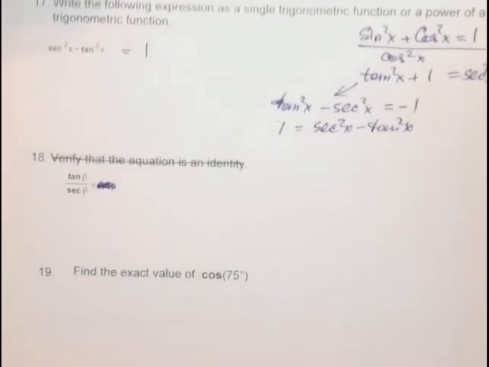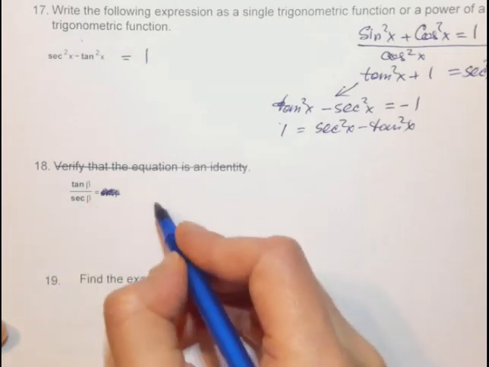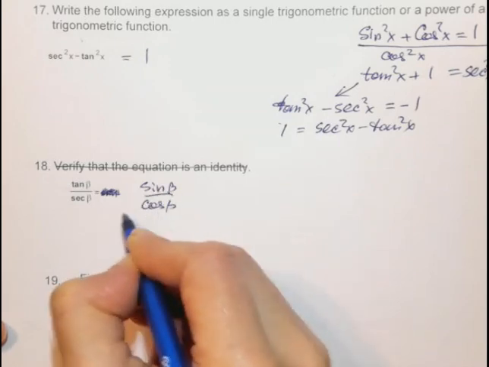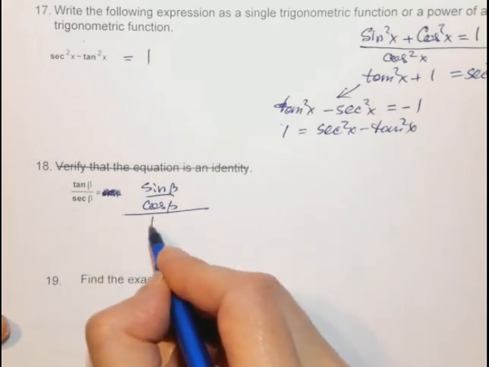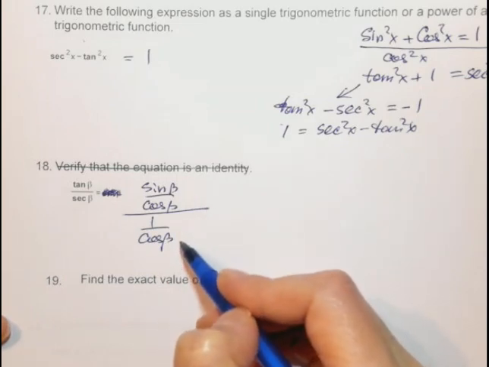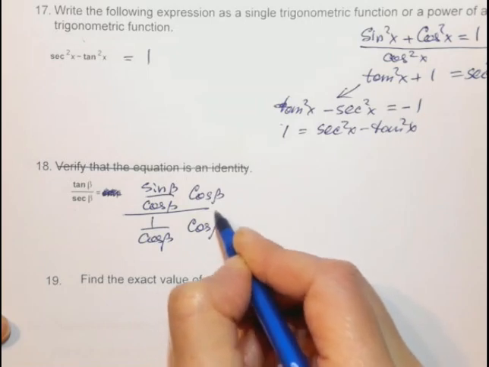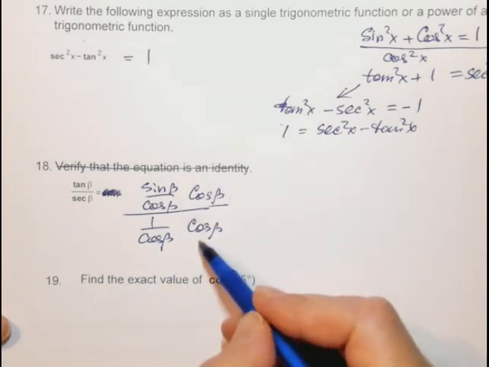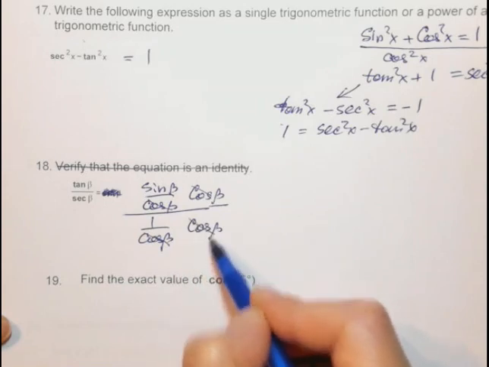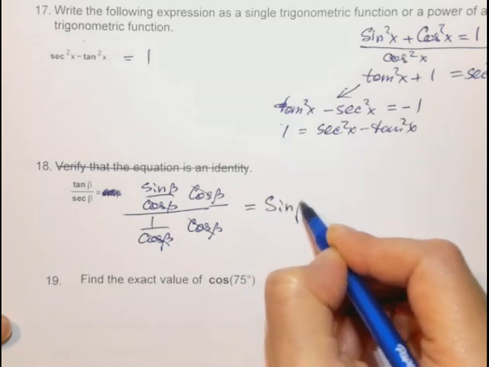Another expression to simplify: tangent over secant. Here also we will write them through sine and cosine. Tangent is sine beta over cosine beta, and it is divided by secant, which is 1 over cosine beta. So in numerator and denominator, we have fractions with the denominator cosine. Let us multiply by cosine beta. So this fraction is 1, so we don't change the original fraction. In numerator and denominator, we can cancel out cosine, and we get left only sine beta.